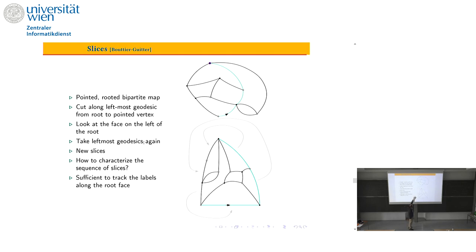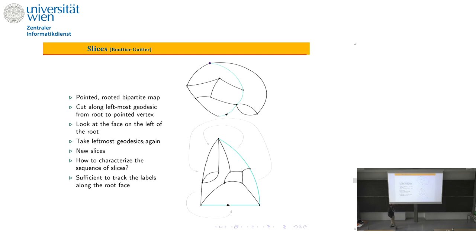It's the purple one on the very top. Then I will cut along a geodesic that goes through the root edge and to the pointed vertex in the leftmost way. There are many geodesics, but I take the leftmost one. Very important. I cut along that geodesic, and I get the picture that's on the bottom, and I can reconstruct the original map by this gluing pattern that's in gray. I just unfold it around the geodesic.